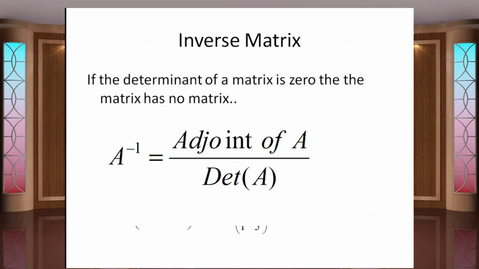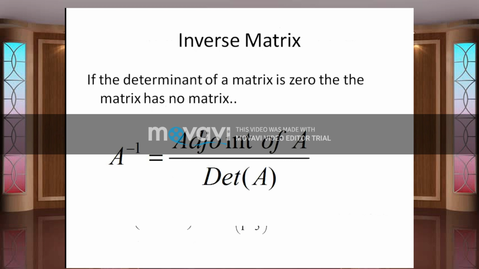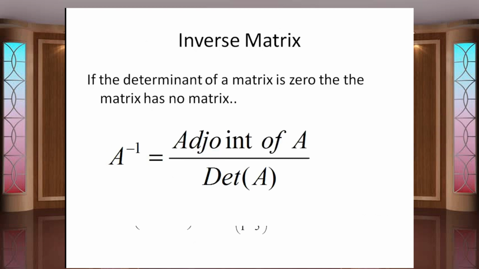Now, at last, the inverse matrix. If the determinant of a matrix is 0, the matrix has no inverse matrix. The inverse matrix equals the adjoint matrix of A divided by the determinant. It will always be the adjoint matrix of A divided by the determinant.